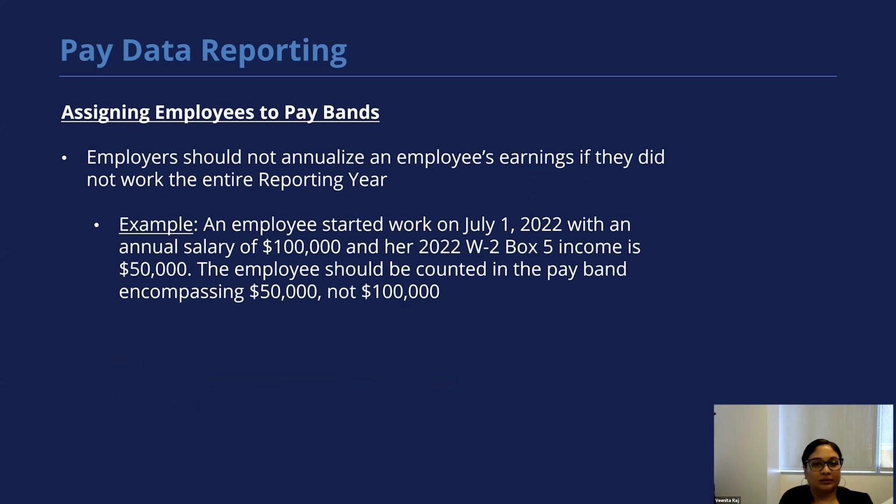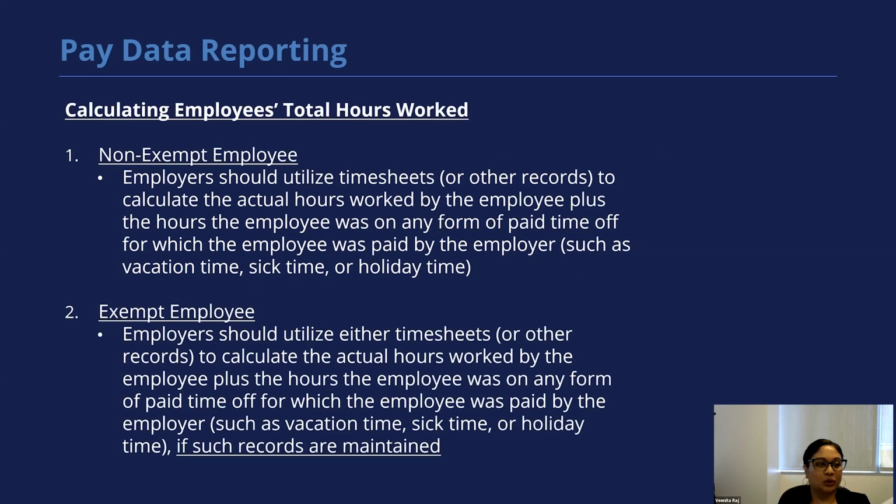Moving on, employers should not annualize. So if an employee did not work for the entire year and their yearly salary, for example, was $100,000, but their W-2 box 5 income is $50,000, that employee should be counted in the pay band encompassing 50,000, not 100,000. So it's the actual earnings, not what their yearly salary would have been, that determines what pay band you will be assigning the employee to.